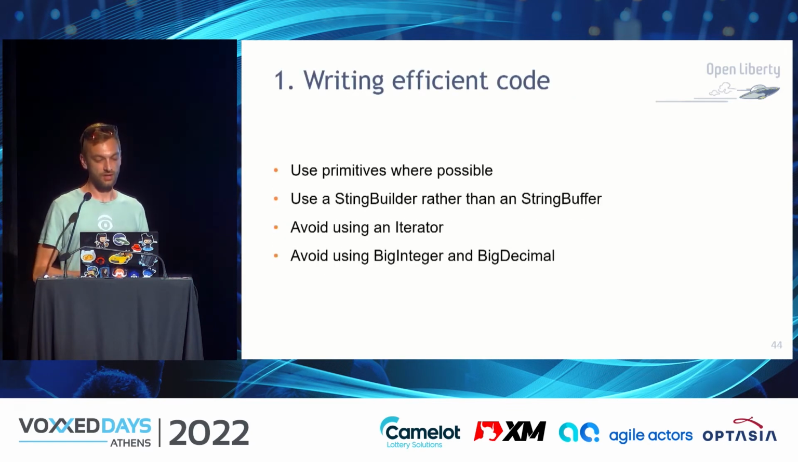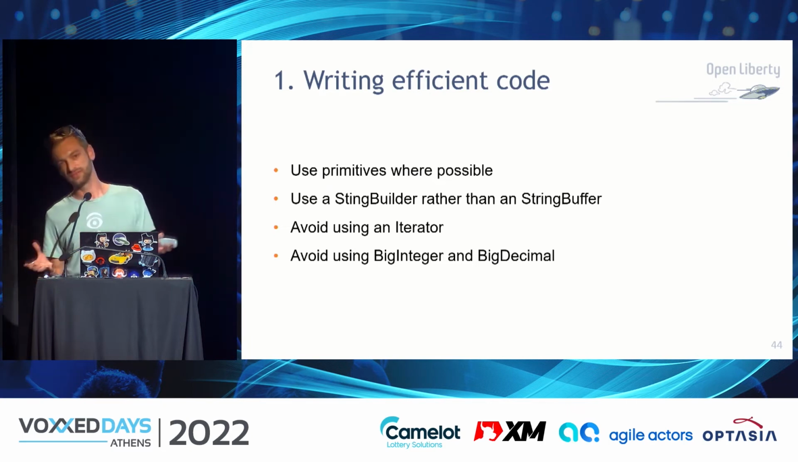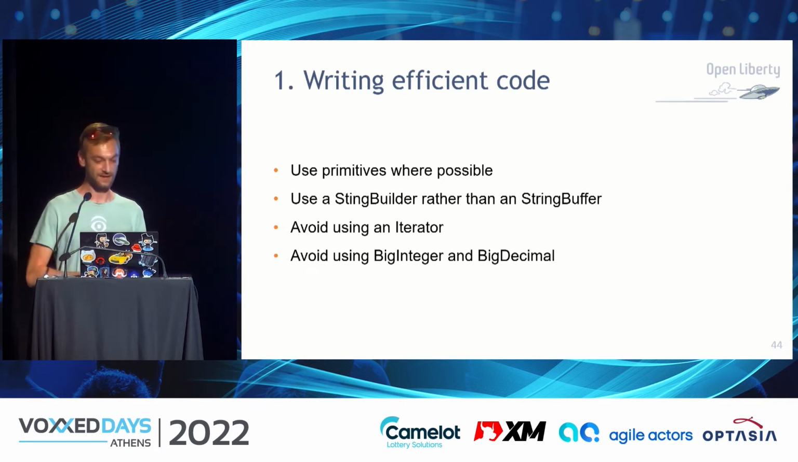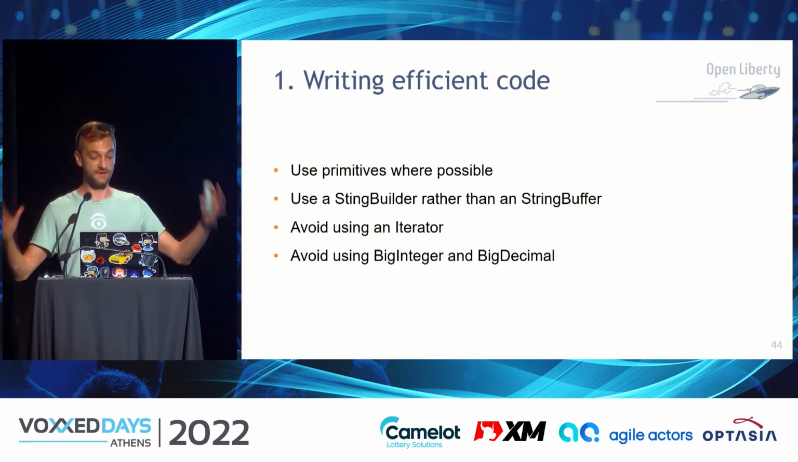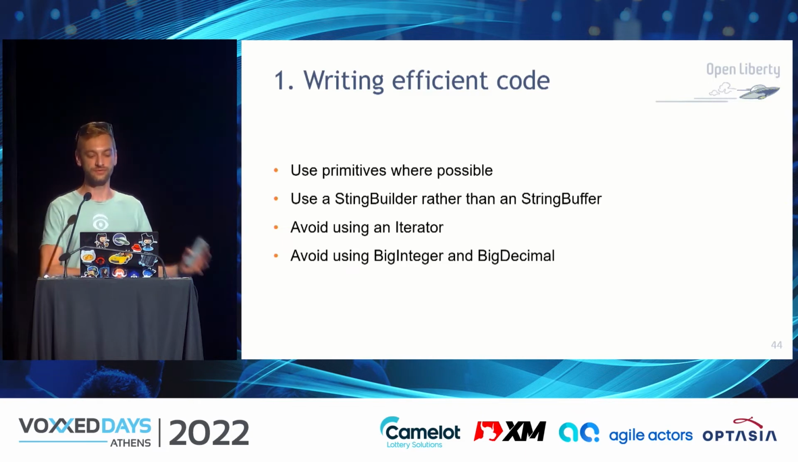So writing efficient code, use primitives where possible. Using things like a StringBuilder rather than a StringBuffer is more efficient. Avoid using an iterator. Now, that's debatable, but basically what I'm saying is if you can avoid using one, avoid using one. Don't get me wrong, there's lots of use cases where you can't, but if you can, try to do it. Avoid using things like BigInteger and BigDecimal. If you don't need that variable, don't use it. It uses so much more resources in the JVM than if you just use an integer or something. So when you're writing code, think about what you're using and if it's required for what you're trying to create.